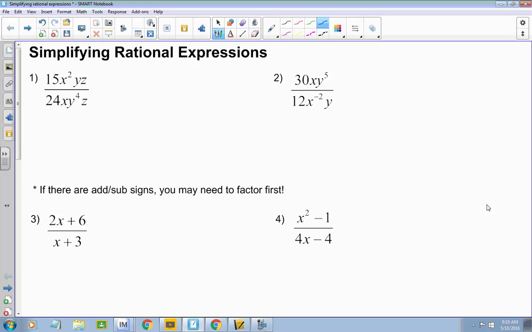All right. So we look at these first two problems. Okay. Your coefficients you reduce, and then your exponents we do whatever we just talked about. Okay. If they're divided, you subtract. So we got 15 over 24. What goes into both 15 and 24? 3 does. Okay, so this reduces to 5 over 8.